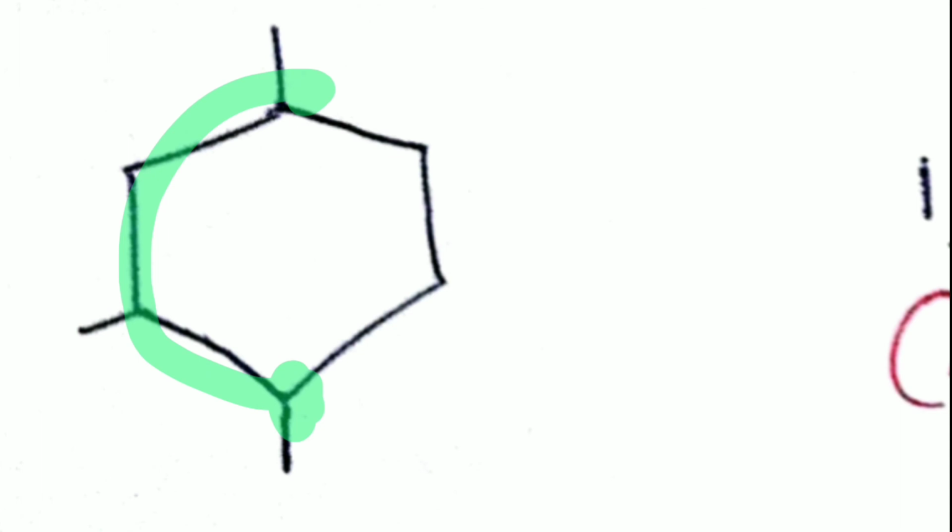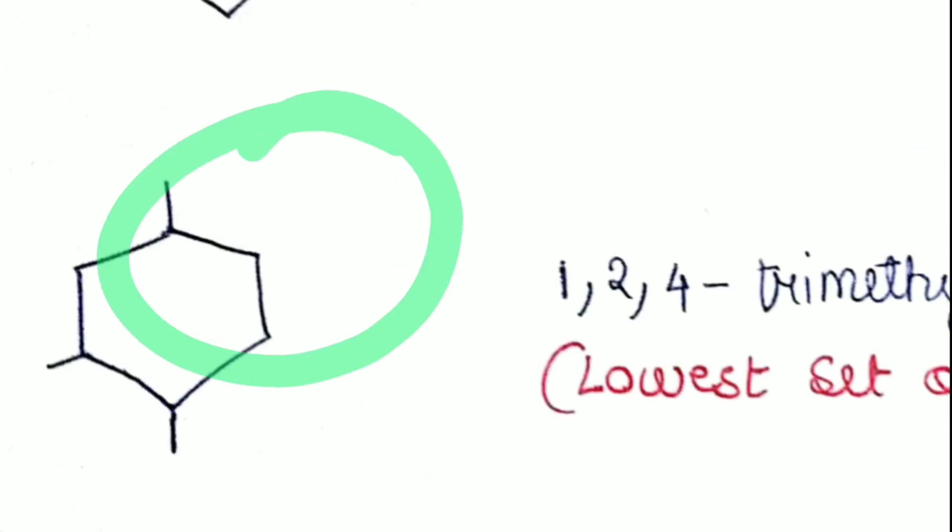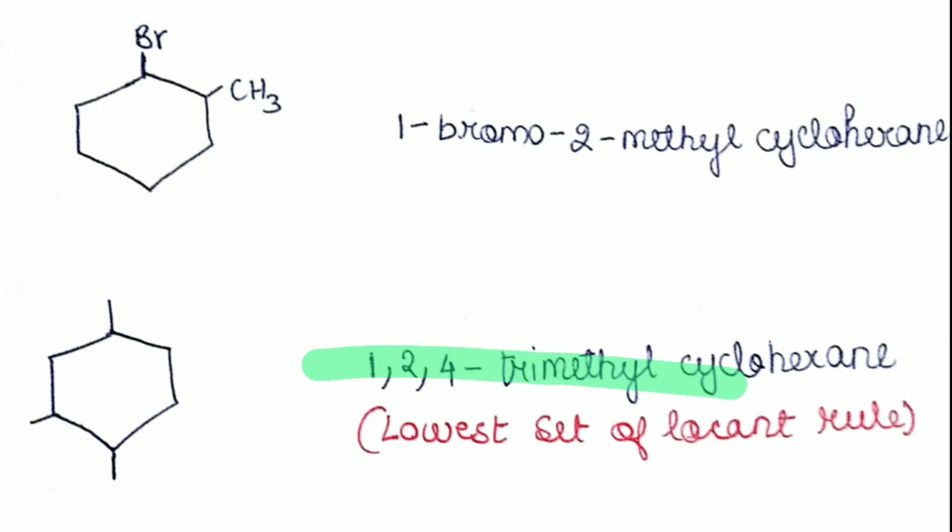Therefore, since we're getting a lower set of locants from the clockwise direction numbering, we're going to go with the clockwise direction numbering and we're going to name this compound as 1,2,4-trimethyl cyclohexane. That's the name of this compound, guys. 1,2,4-trimethyl cyclohexane according to the lowest set of locants rule.